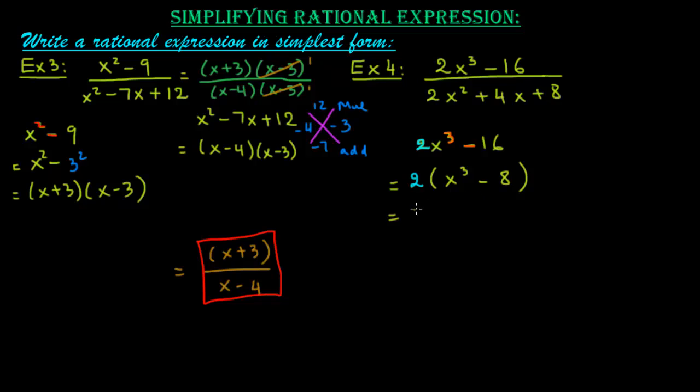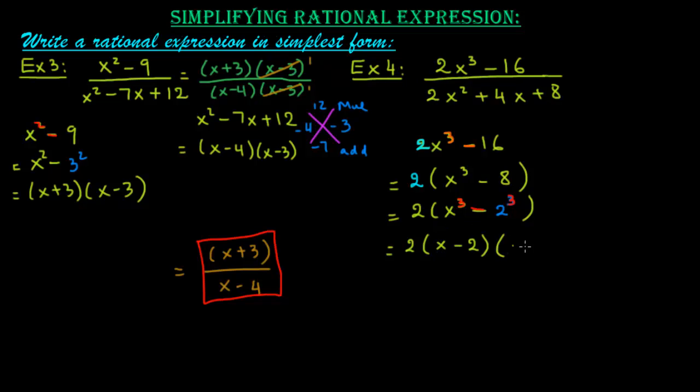X to the third minus 8, and 8 can be rewritten as 2 to the third power, which gives me 8. And as you see, we have x cubed minus 2 cubed, that is the difference of cubes. So then I just apply the formula. Whatever I have, I bring it down, drop the cube, so x minus 2.